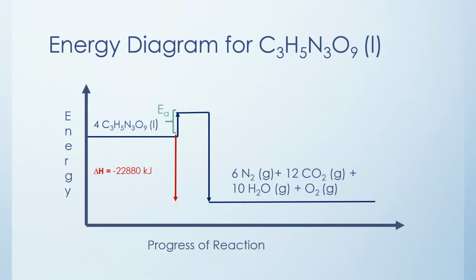So hopefully you realize the reactants are going to be higher than the products, right? These are all very stable, lower energy. So that delta H, that enthalpy, is going down from here to here. And it's 22,880 kilojoules. A little bit of activation energy to get that thing going.